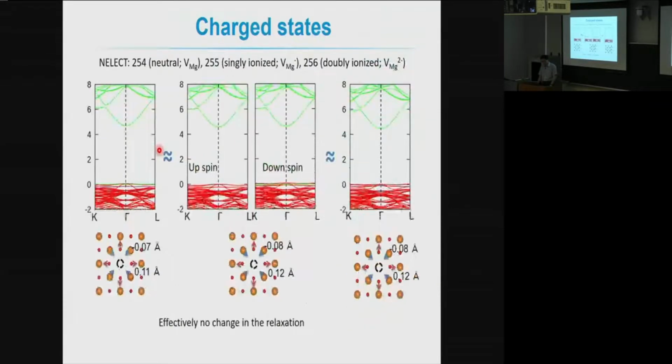Okay, and also you can introduce the charge state, in this case not plus charge but minus charge. Since you have the hole, you can increase the number of electrons by 1 or by 2, similar to the singly ionized or doubly ionized case. But the relaxation is quite similar, because the system is always effectively negatively charged, the same charge state. So there's no defect level here.